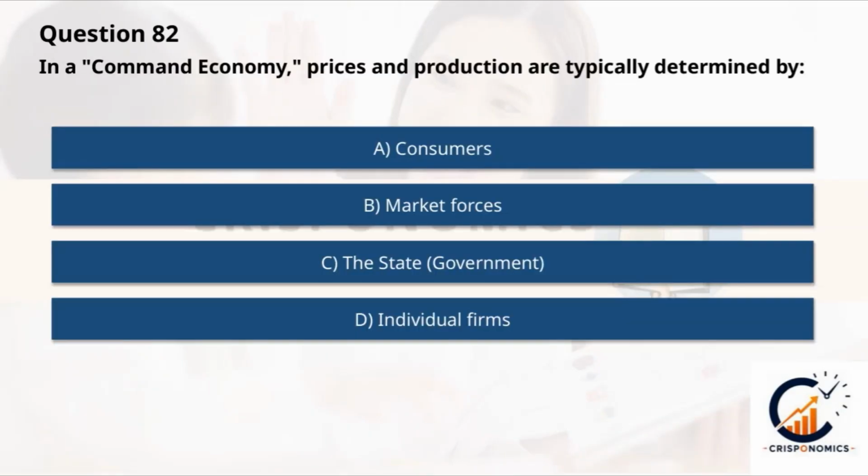In a command economy, the usual drivers of prices and production don't apply. Instead, the government plays the central role. It sets prices and decides what gets produced. Unlike markets or consumers making those choices, it's the state that directs economic activity. So, while consumers, market forces, and individual firms matter in other systems, here, the government calls the shots. This slide asks us to identify that key player in a command economy.